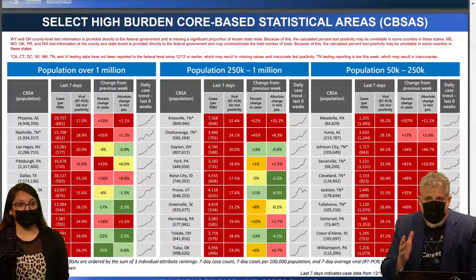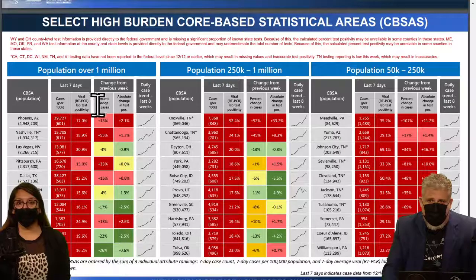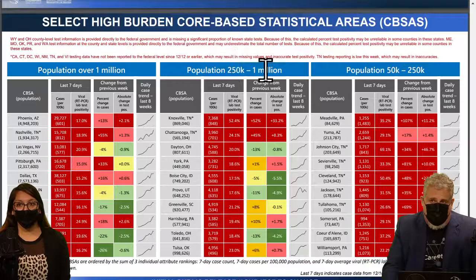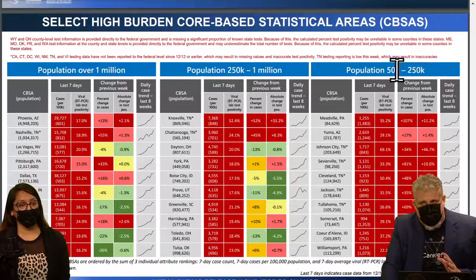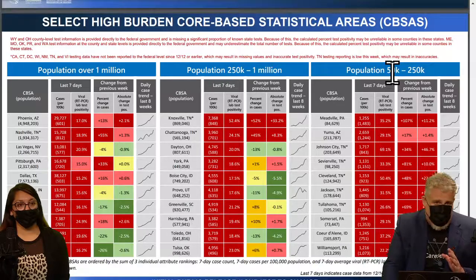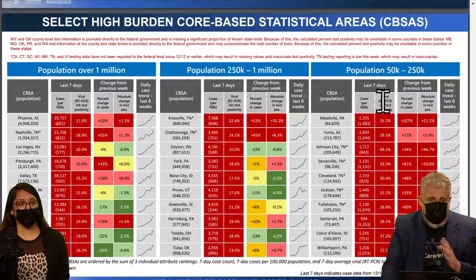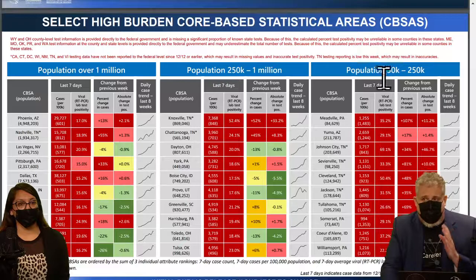And this first slide here, you can see there are three basic columns: population over 1 million, population between 250 and 1 million. This is medium-sized cities. And then this is not all small cities. A very small city, which in this case would be defined as under 50,000, won't show up on this chart at all. But for cities between 50 and 250K, this is on the right.